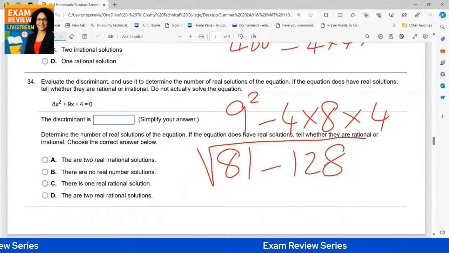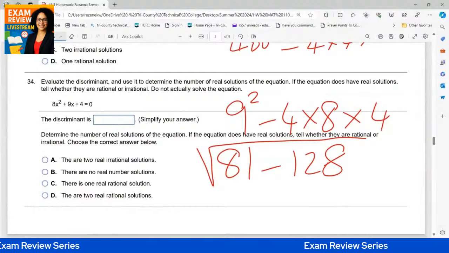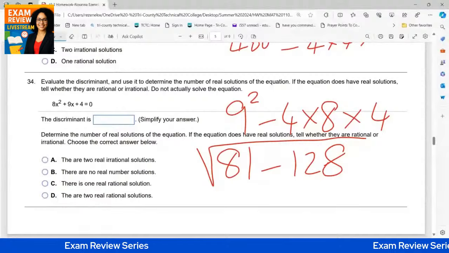If you subtract 128 from 81, you have negative. So you have two imaginary solutions. The two of them, one is the real part, the other one is the conjugate. For every solution that is imaginary, that is the real part, that is the conjugate. And by the way, remember to write the imaginary solution in standard form, where the real part is without i, the imaginary part has i.